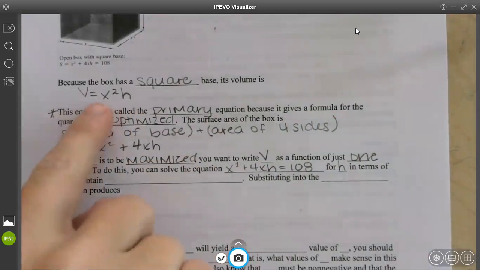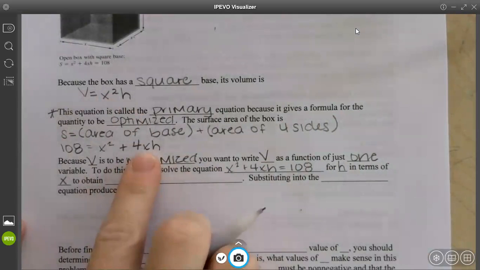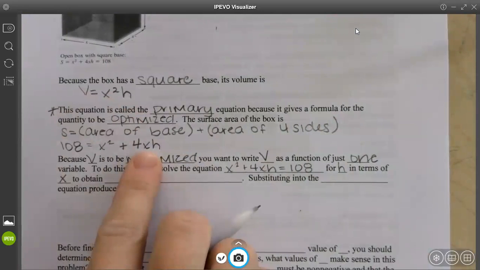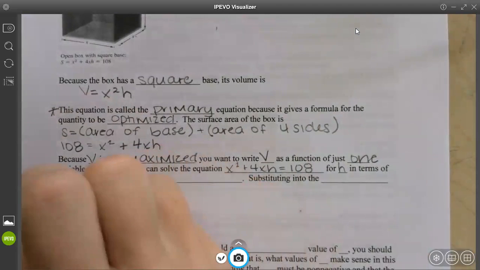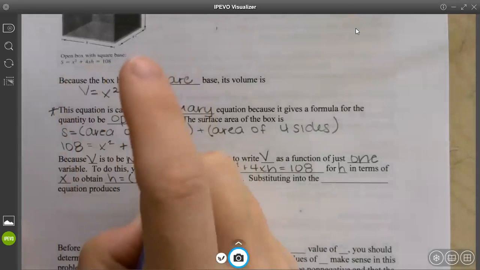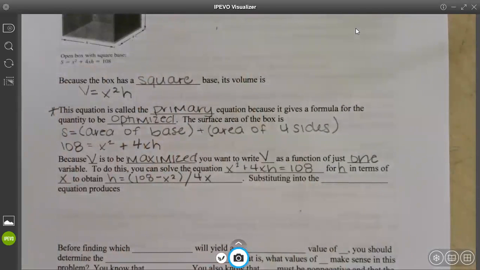So they're going to put it in terms of h instead of putting it in terms of x. Will putting it in terms of x work? Absolutely. It doesn't matter which variable you use. So you may do it a little bit different than your friend, and that's okay, just as long as you put it in one variable. So to obtain, if I solve this for h, what would I have to do? Talk to me about the steps. Subtract the x squared and then divide by 4x, right? All right, so that's exactly what this is going to say. h equals 108, you said subtract x squared and then divide it by 4x. So I wanted you to know where that came from.